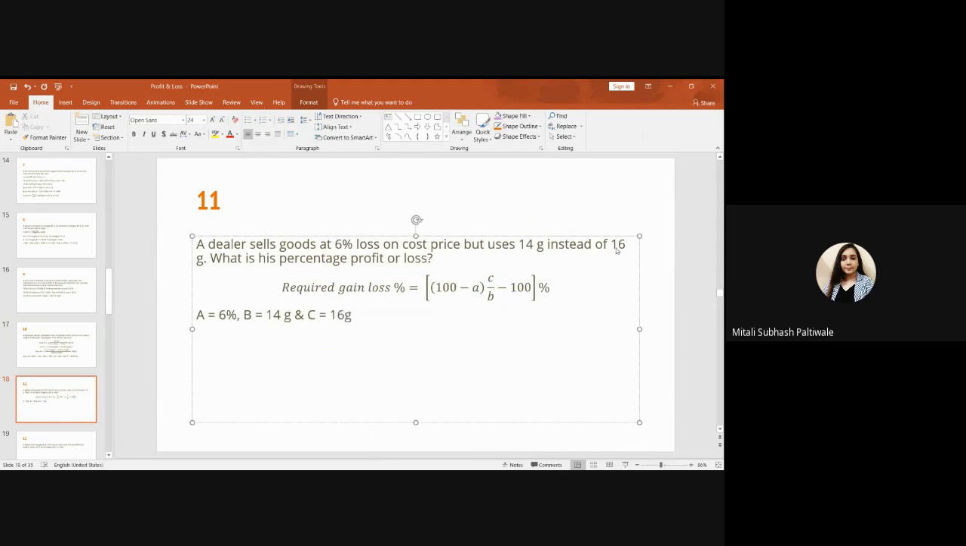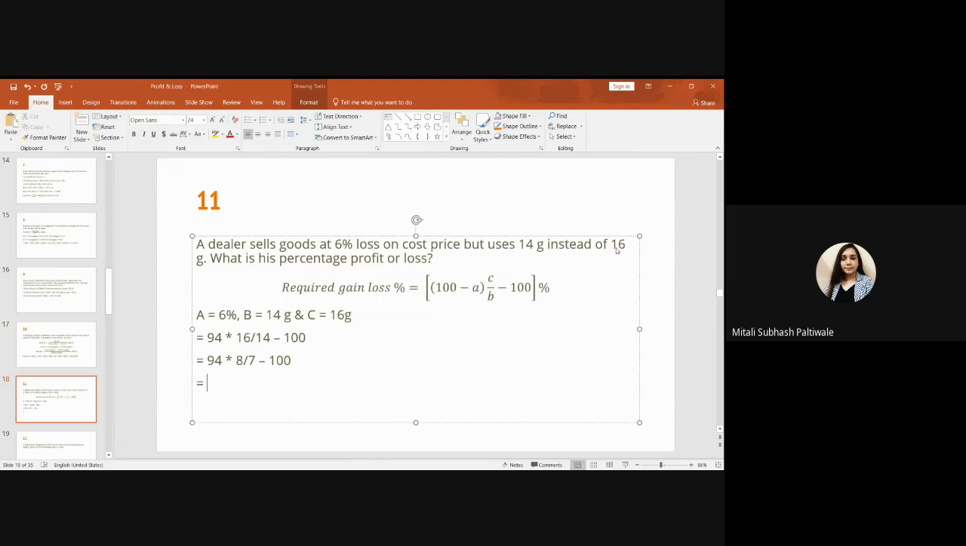Now let's put it into the formula, which is equal to 100 minus 6, that means 94, into C by B. C is 16 by 14, minus 100. Now here there is one more thing, which is equal to 94 into 8 by 7. Why 8 by 7? It's just the fraction, the least fraction that comes out of it.